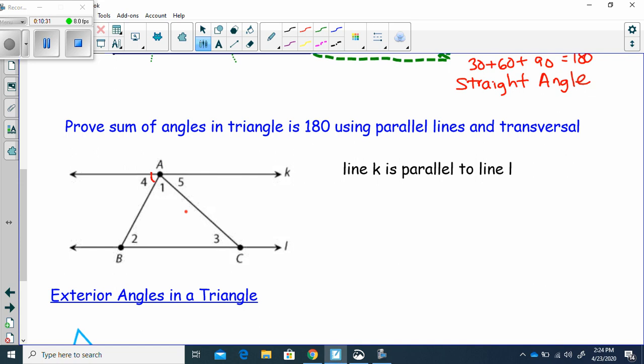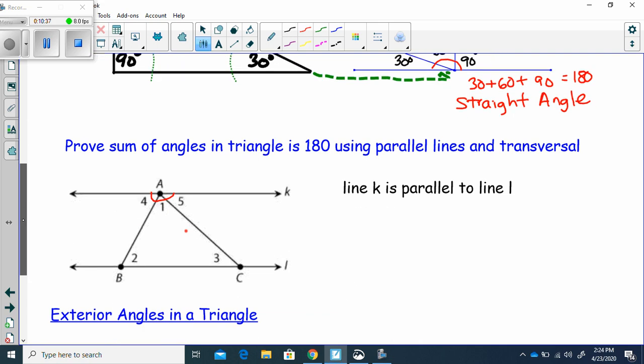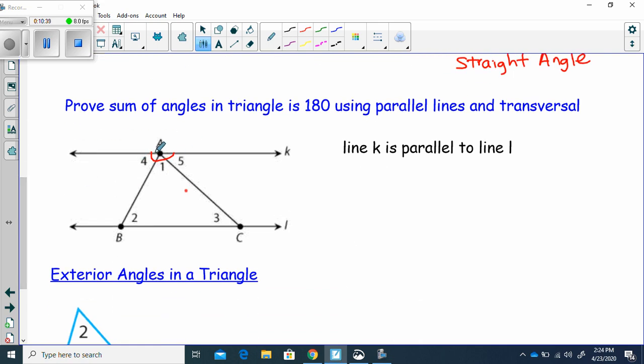Right here, these three form a straight angle, just like we talked about up here, a straight line. If you've got a straight angle, that means these angles that make it up are going to add up to 180. The measure of angle 4 plus the measure of angle 1 plus the measure of angle 5 is going to equal 180 because together they form a straight angle.